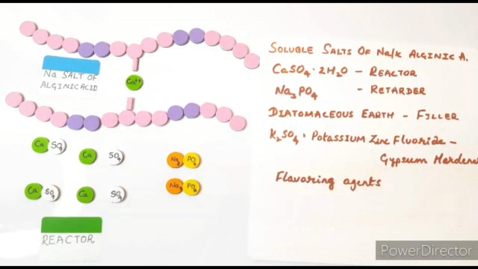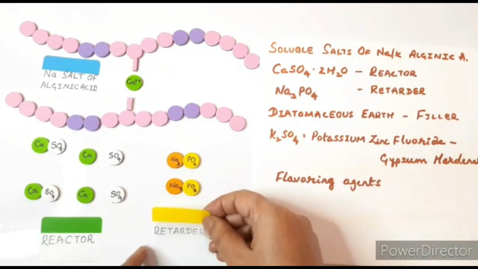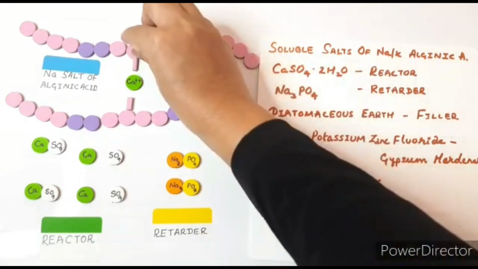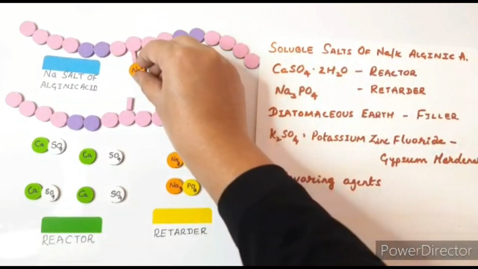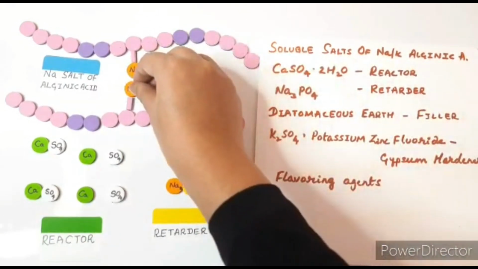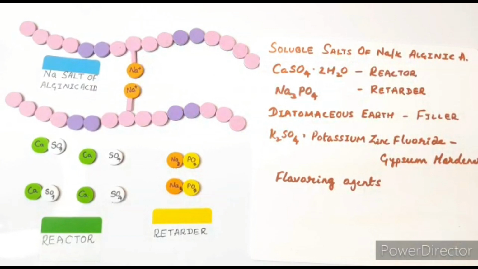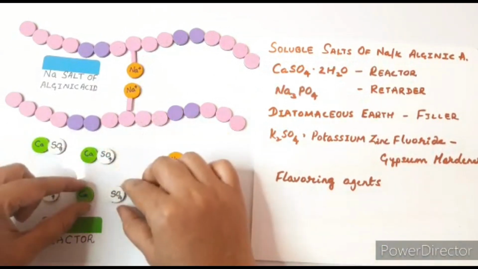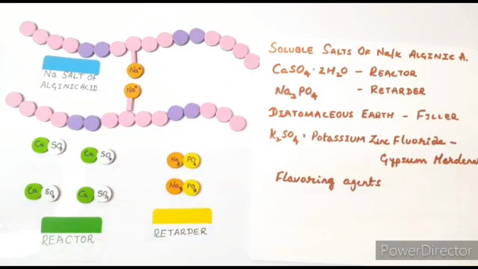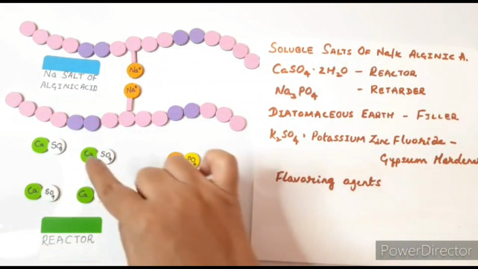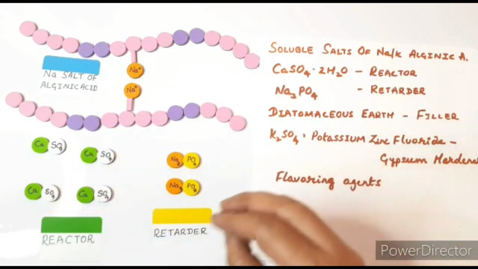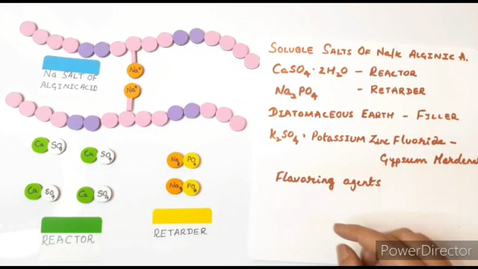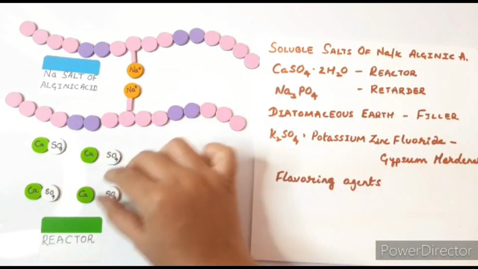Okay, so as I have told you, the trisodium phosphate acts as a retarder. So we are again starting all over. This calcium, the reaction has not occurred. So this is the sodium salt of alginic acid. Now again, you have mixed all of these ingredients together in water. So the calcium sulfate as well as sodium phosphate are going to dissolve in water and get dissociated into their respective ions like this.